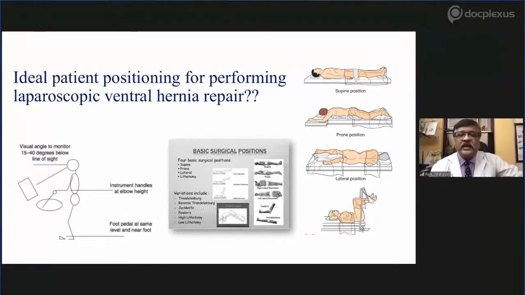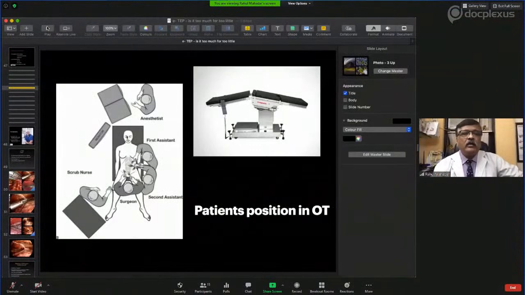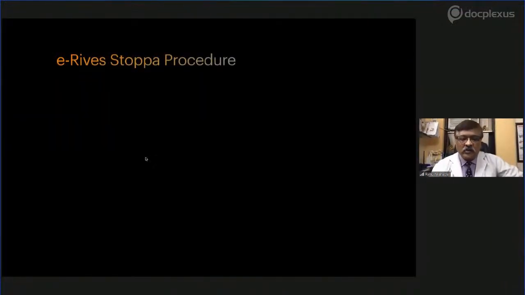Can I share the screen just to show this position? Please, sir. Just one minute. Now, if you can see here, this is the position. Oh, sorry.